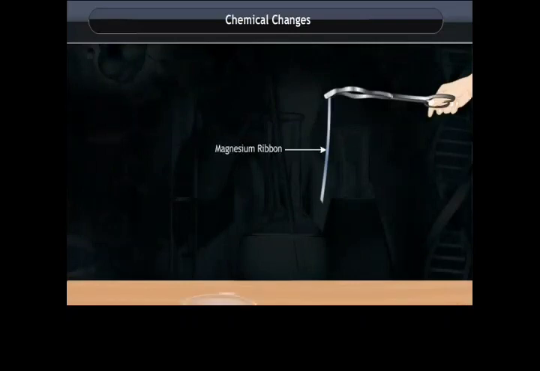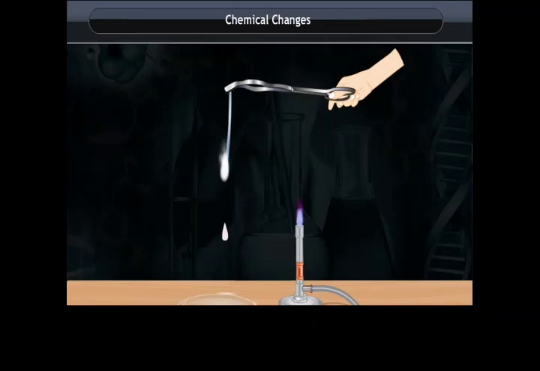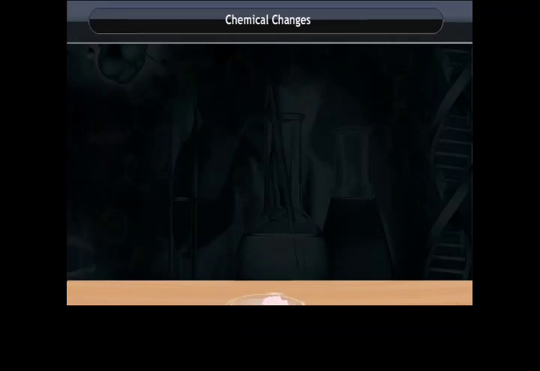Take a magnesium ribbon, hold it at an appropriate height over a Bunsen burner with the help of a pair of tongs. You will observe that the magnesium ribbon starts burning. Collect the ashes in a watch glass. What do you observe? Magnesium ribbon burns with a white flame and changes into white powder.